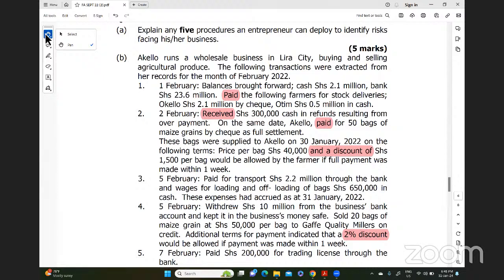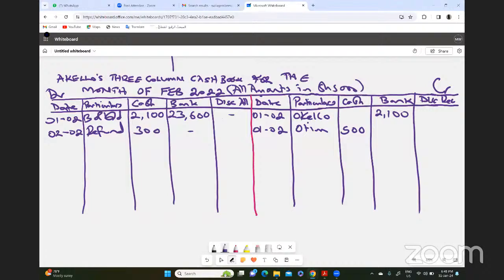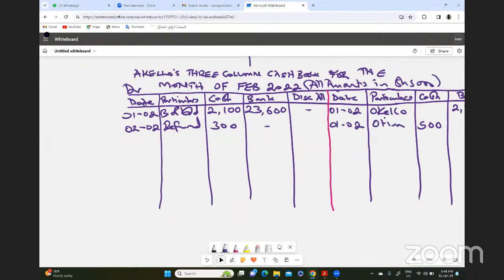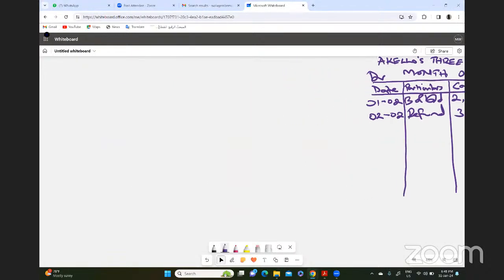When did she pay? She's paying on the 2nd, so meaning she's within the timeline. So she can receive the what? She can receive the discount. All right, guys, she can receive the discount. Question is, how much is the discount?